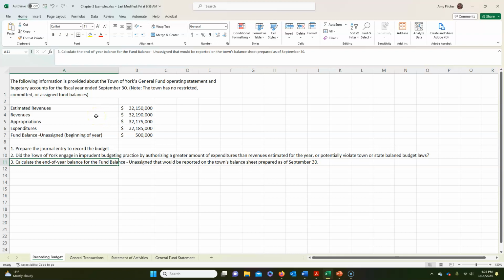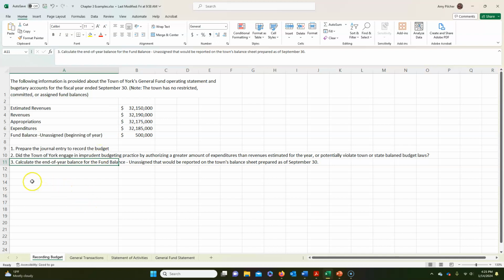We have no restricted, committed, or assigned fund balances. We have our estimated revenues, actual revenues, appropriations, and expenditures, and then our unassigned balance at the beginning of the year. The first thing that we're going to do is prepare the journal entry to record our budget.